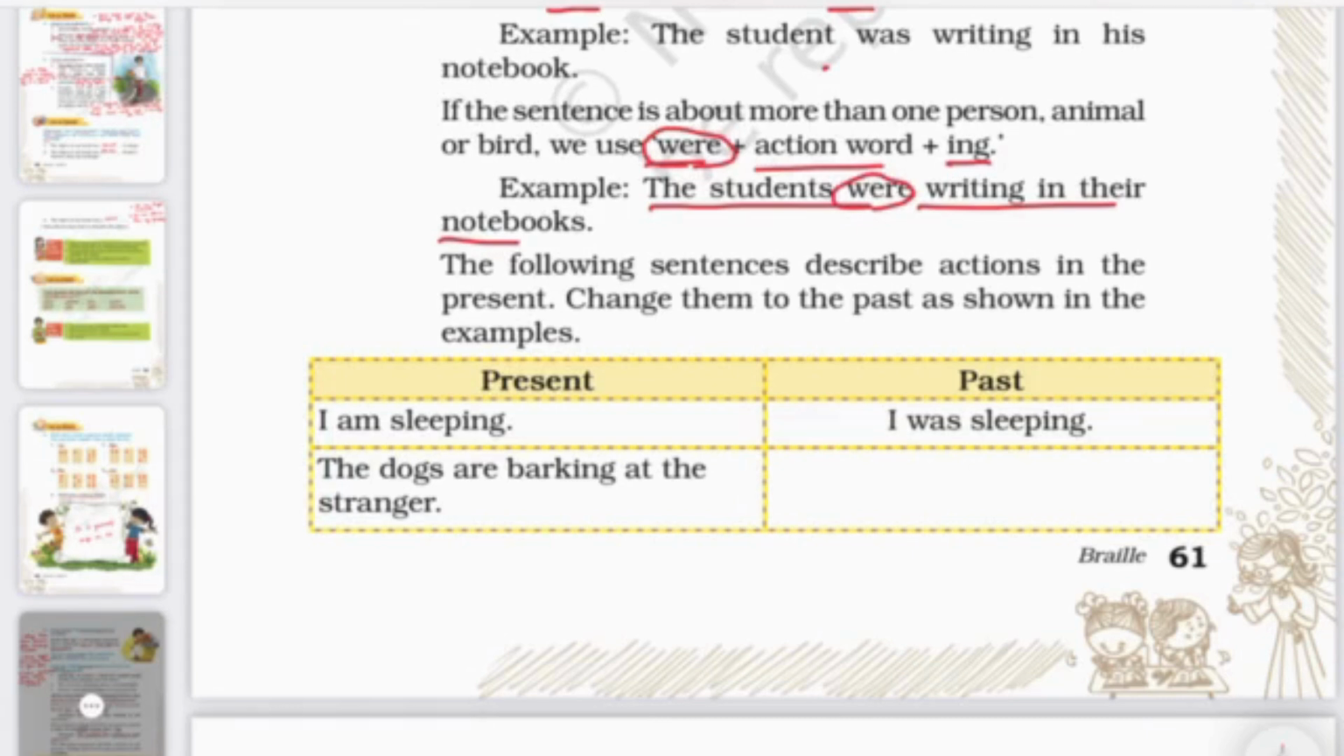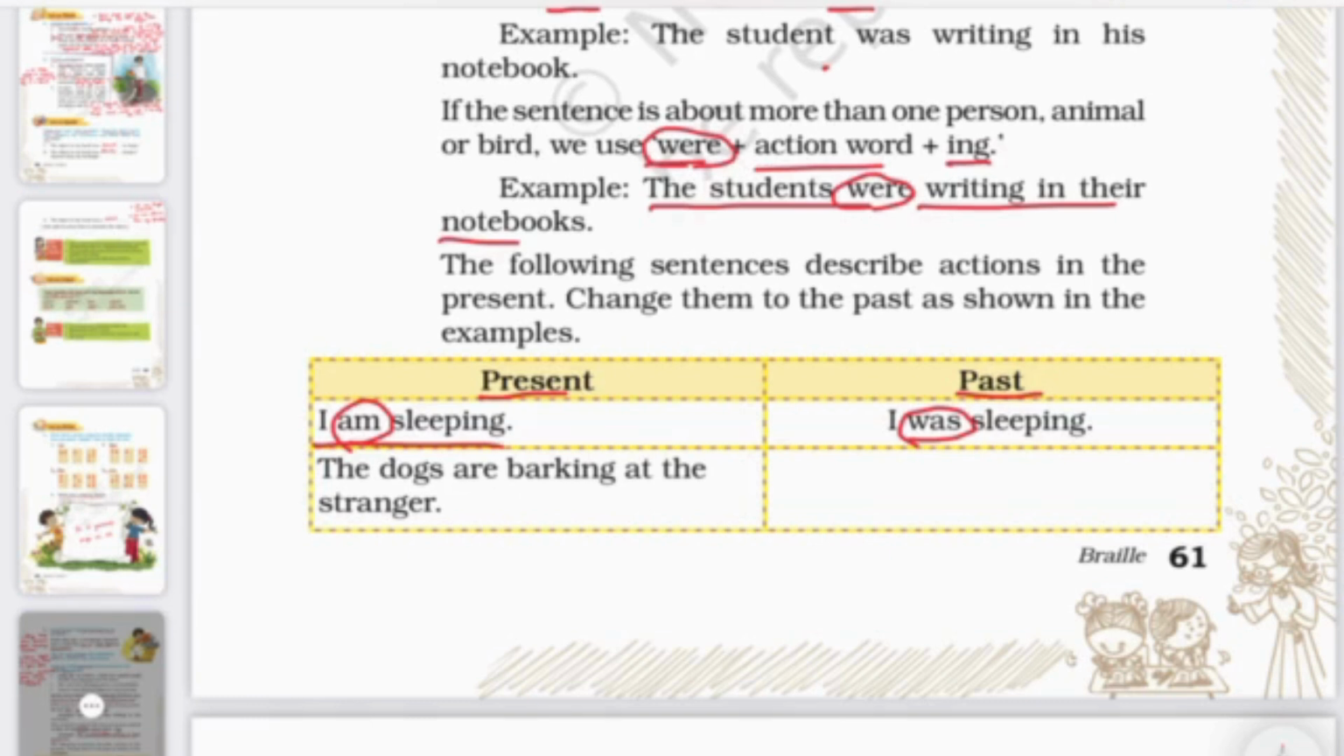The following sentences describe actions in the present. Change them into the past as shown in the example. Here present as well as past is given. The following sentences describe actions in the present. We want to change them to the past. I am sleeping. Okay, past: I was sleeping. Am is the present tense, was is the past tense.